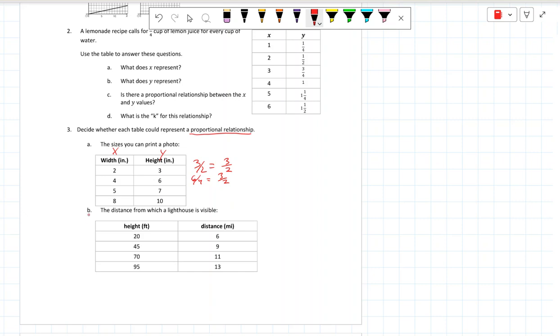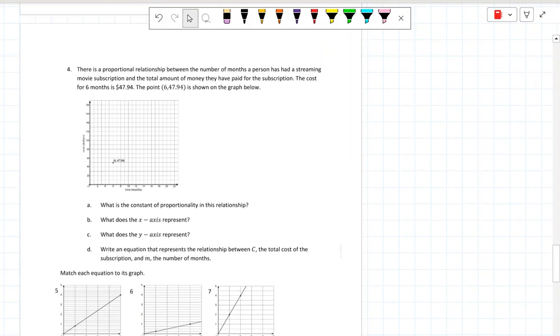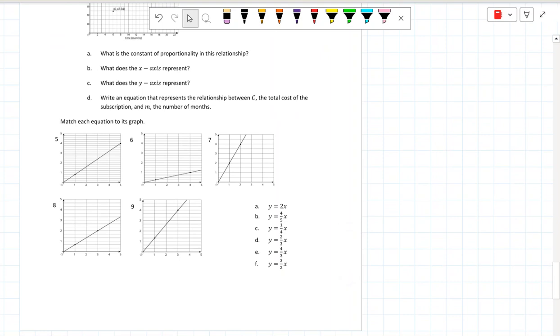You'll do the same thing down here for B. This is your X column, this is your Y column. So 6 divided by 20, and you just simplify that. 6 divided by 20, 2 goes into both. So it's 3/10. And you'll work your way down just like that. You'll do number 4. Number 5, it says match each equation to its graph.